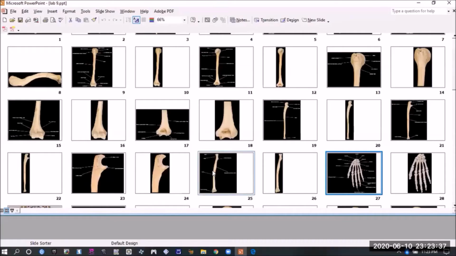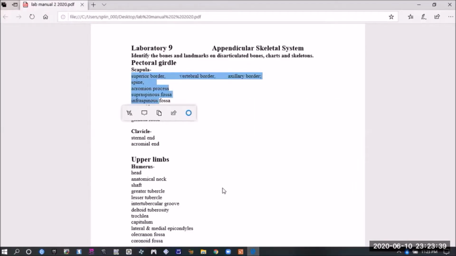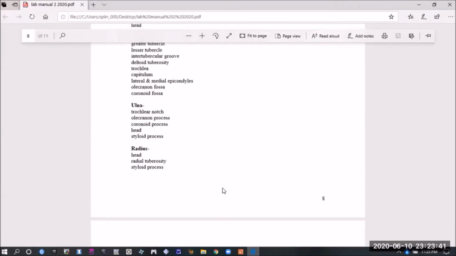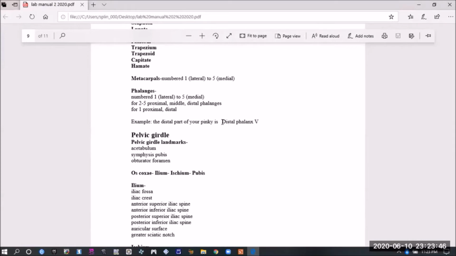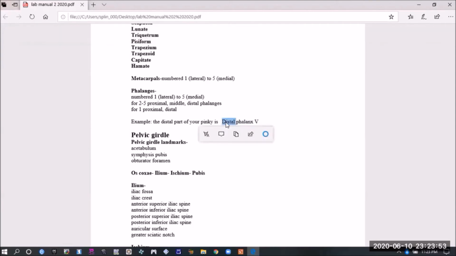And let's just go to that in the lab manual. And we see here the distal tip of the pinky is called distal phalanx 5. Distal because it's the third segment, the most distal part. Phalanx is always going to be in the name for any bone in the finger. And since it's on the pinky, that's digit number 5, Roman numeral V. So that's how it goes together.